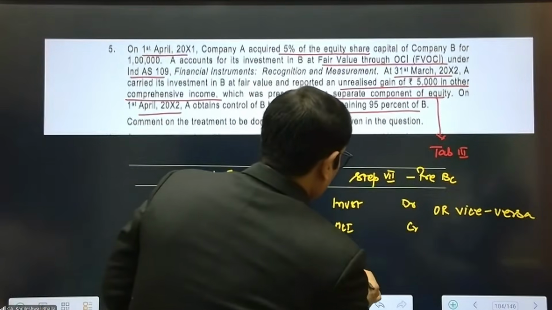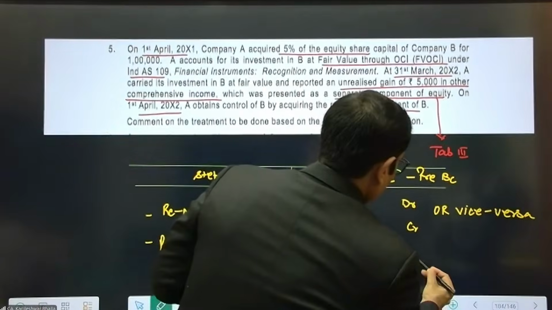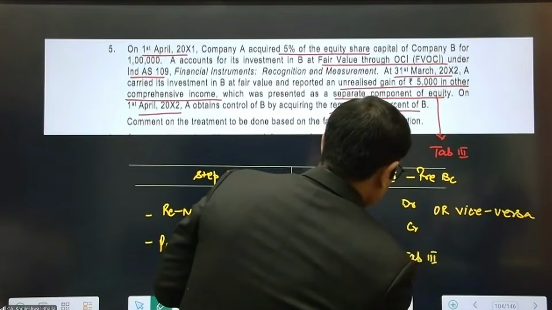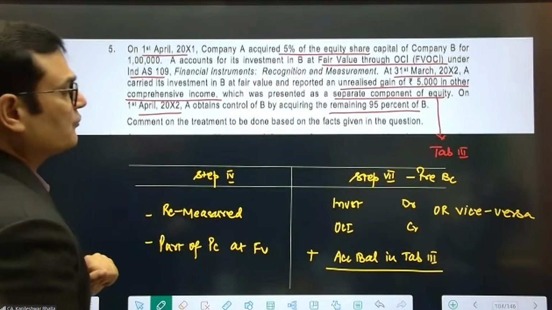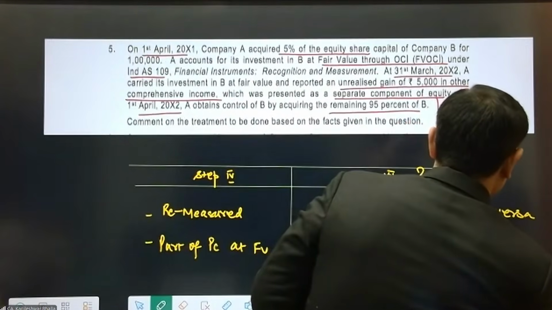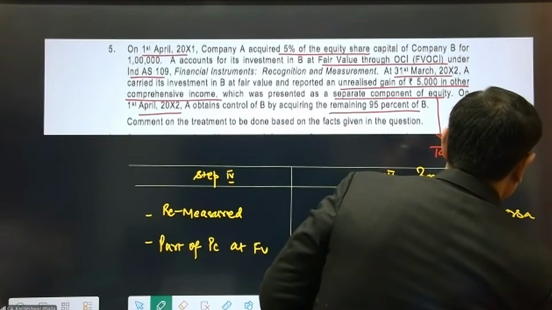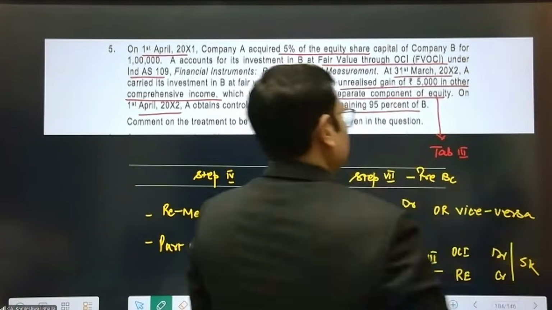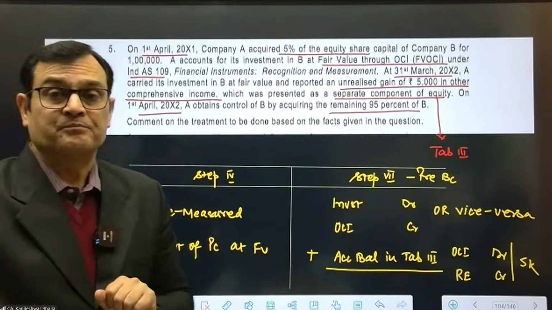And secondly, whatever is the accumulated balance in tab 3, in this case, the accumulated balance in tab 3 is 5,000. That's an unrealized gain. So we will put the entry: OCI gets a debit and retained earnings gets a credit, and this is to the extent of 5,000. I hope I stand very clear in terms of the entries and the concept.